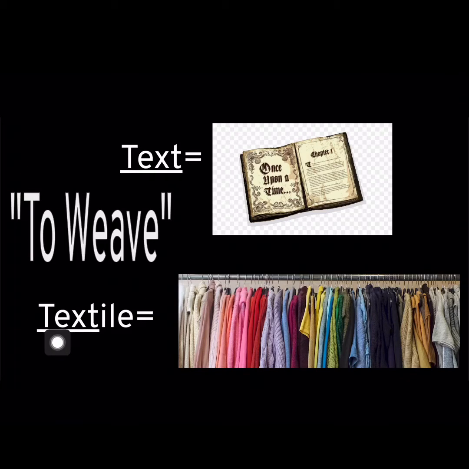Same root word, the word is textile. You're looking at this picture and thinking that these are clothing. Textiles are like fabrics or cloth. Both of these things, text and textile, mean to weave. So that means that when we're telling a story, we're really weaving or creating something out of nothing, something out of words to tell the story. And for textiles, we're using fibers to create a piece of clothing.